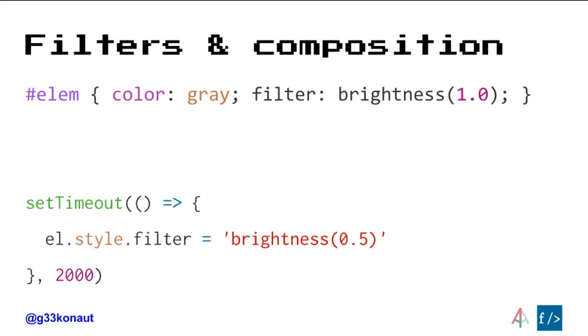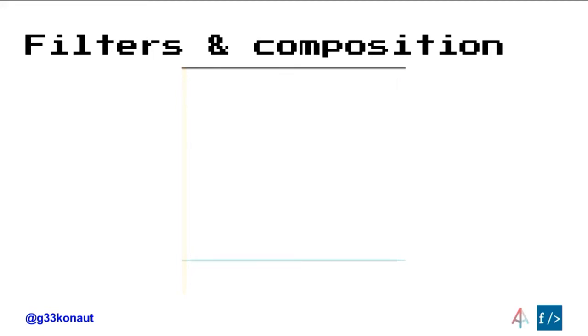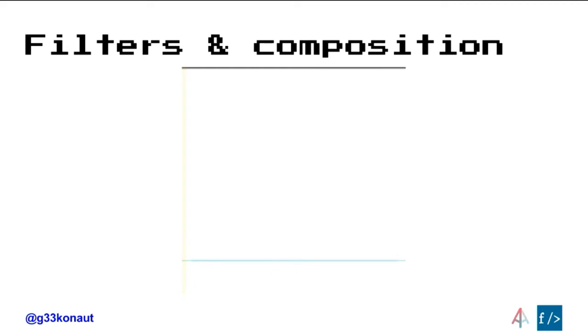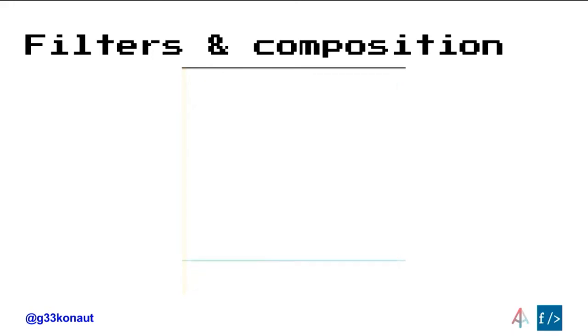Right. So here we have a filter that basically, there's a gray div, and we change the brightness from 1.0 to 0.5 after 5 seconds. And because the browser is nice, the question, will it paint, resolves to yes. Wait, what? So here's the thing. Filters do not necessarily create layers. They are all accelerated. All filters are accelerated if on a separate layer. Right? Same problem as beforehand.